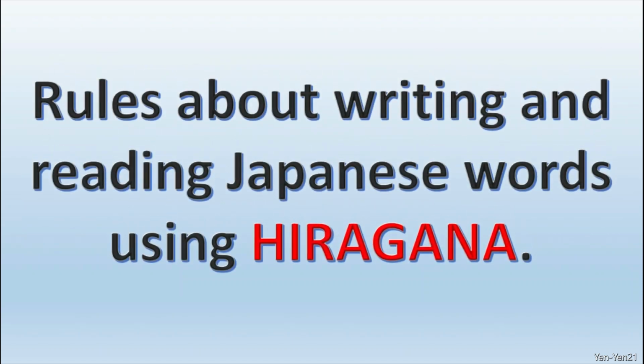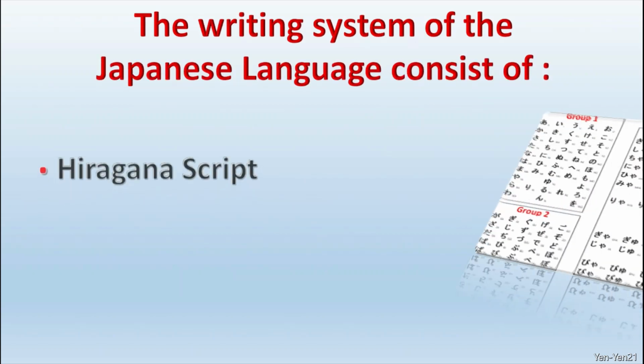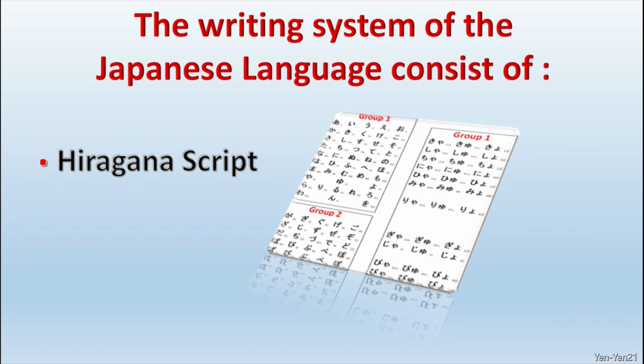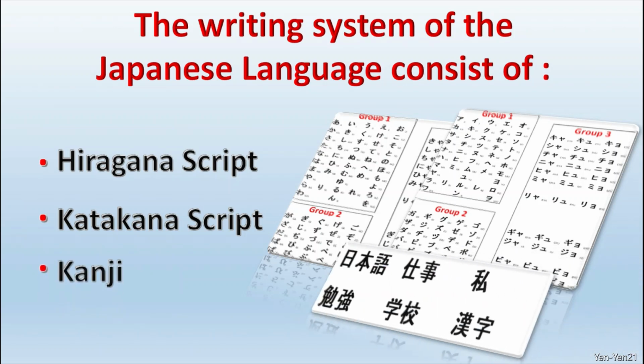Hello guys, in this video, you will learn rules about writing and reading Japanese words using hiragana. But first, let me introduce the writing system of the Japanese language. Japanese has two scripts, the hiragana script and the katakana script. Also, it has kanji, or Chinese characters. Each of these has its own usage.